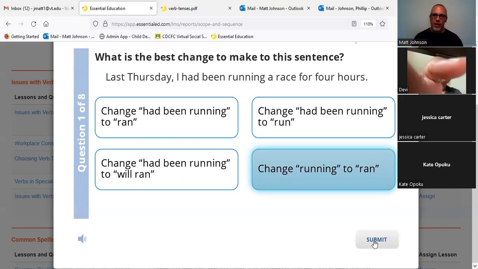And again, that's one of those funny words where some verbs we use that ed to make past tense. In a verb like run, we change it to ran.